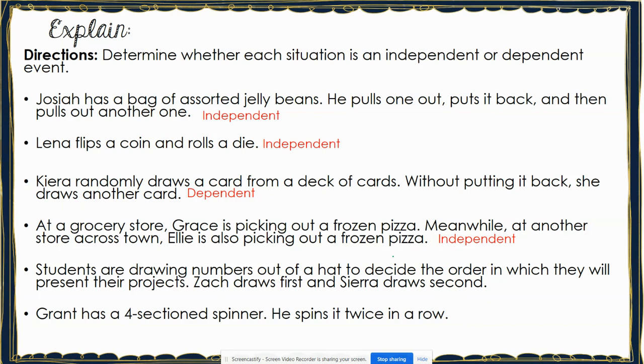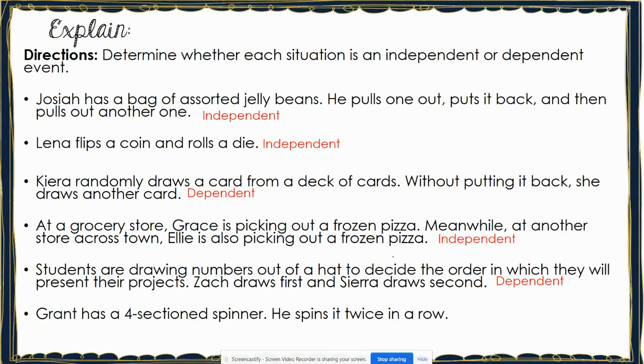Our next problem says students are drawing numbers out of a hat to decide the order in which they will present their projects. Zach draws first and Sierra draws second. Well, for this problem, this is considered a dependent event because whichever number Zach draws is no longer available for Sierra to draw. This means that whatever Zach drew will affect what Sierra chooses.